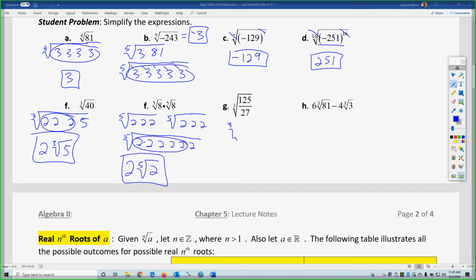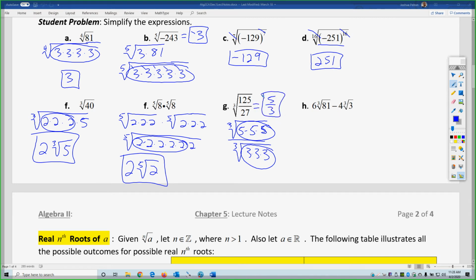This can be broken up using the quotient rule. So 5 5 5 over 3 3 3, because 5 times 5 times 5 is 125. 3 times 3 times 3 is 27. So my answer is 5/3.